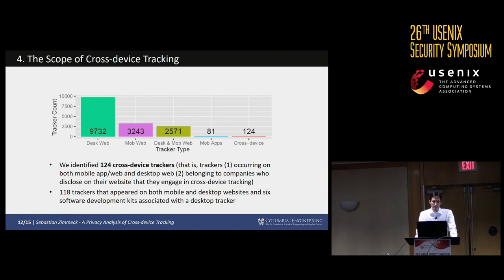We found a total of 9,732 desktop trackers, and about a third of that of mobile trackers in our data set. And they had an intersection of 2,571 trackers. Now, we required, to be a cross-device tracker, that a company also claims on their website that they are actually doing cross-device tracking, and we confirmed that for 124. And so that is either they have an app and a desktop website where they do cross-device tracking, or they have a mobile website and a desktop website where they do cross-device tracking.